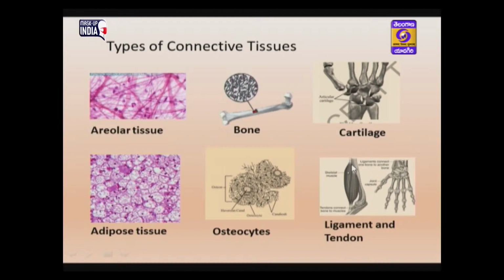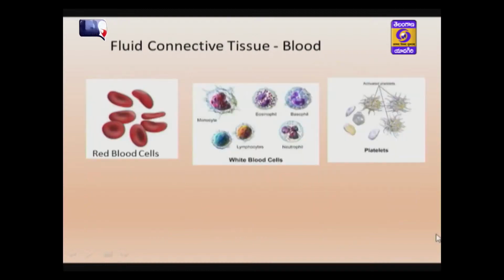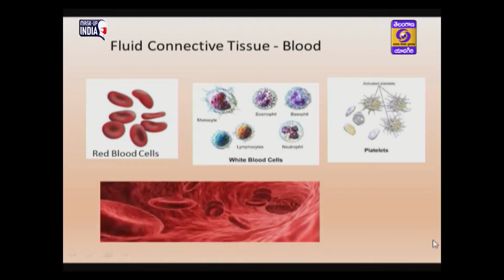This is the tendon. Blood is also a connective tissue, but it is present in the form of fluid. So, this tissue is called the fluid connective tissue. Blood has 3 types of cells: red blood cells, white blood cells and blood platelets. Now, all these 3 types of cells are seen floating in the blood plasma like this.